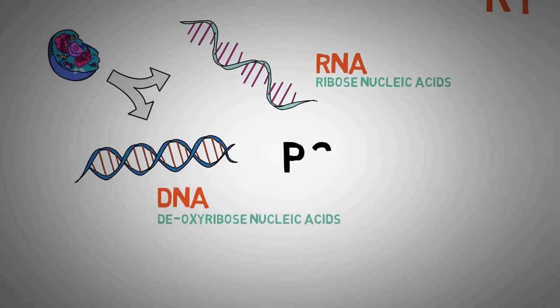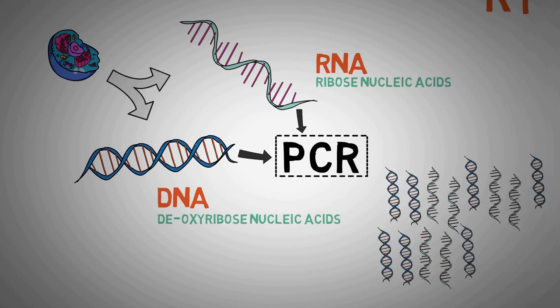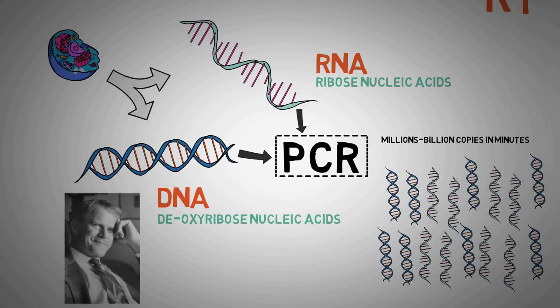The PCR or the polymerase chain reaction is a method widely used in molecular biology to rapidly make millions to billions of copies of a DNA sample. This allows scientists to take a very small sample of DNA and amplify it to a large enough amount to study it in detail. PCR was invented in 1983 by the American biochemist Kary Mullis.